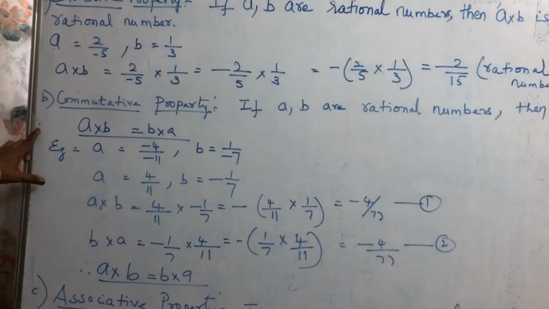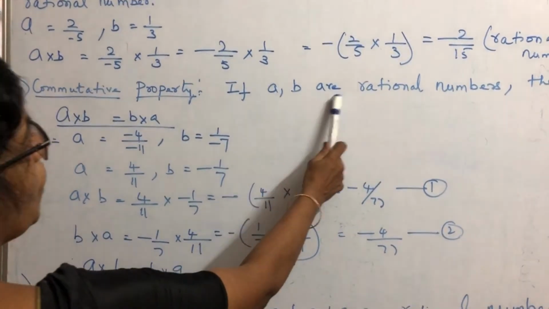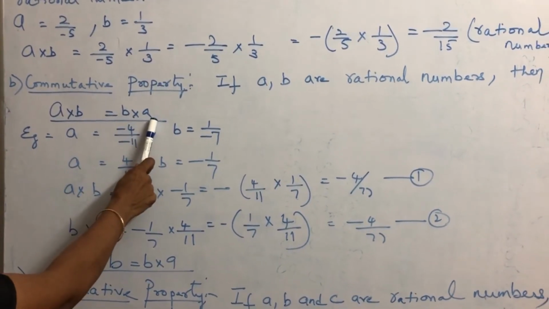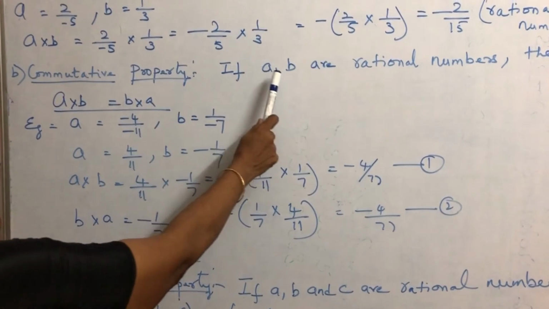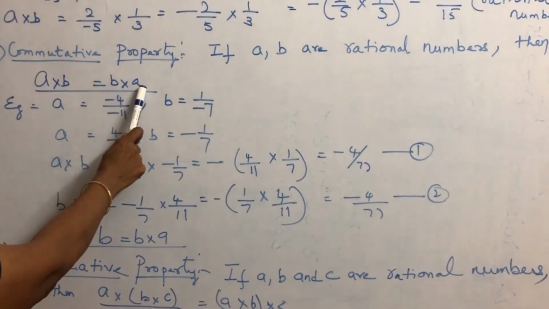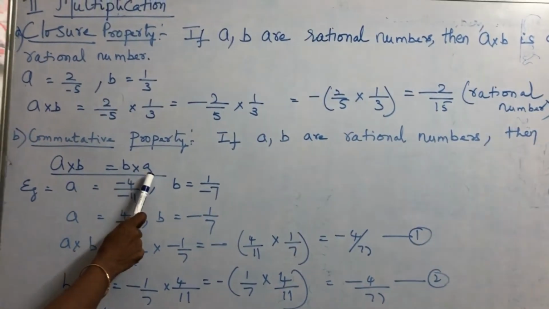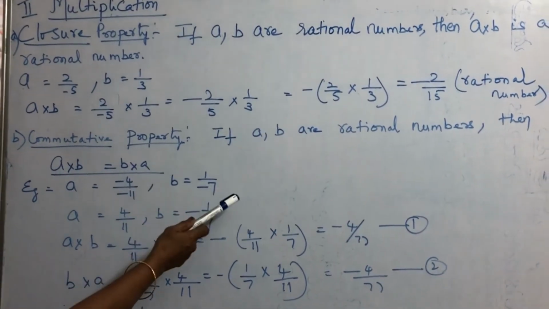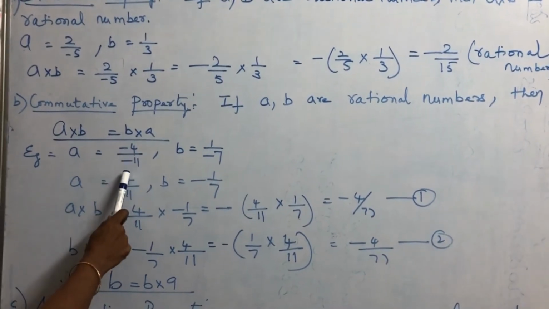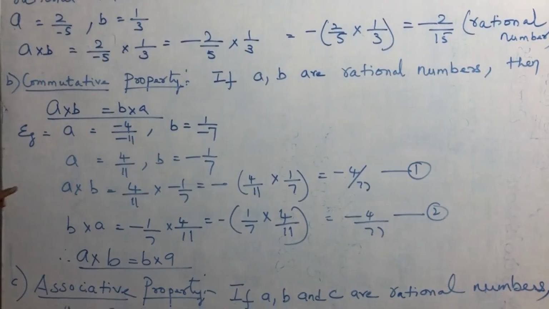The second law is commutative property. If A, B are rational numbers, then A into B is equal to B into A. I repeat girls, if A, B are rational numbers, then A into B is equal to B into A. Like how we have for whole numbers. 5 into 4 is 20. 4 into 5 is also 20. In the same way, A is minus 4 by minus 11. B is equal to 1 by minus 7. Change of signs.